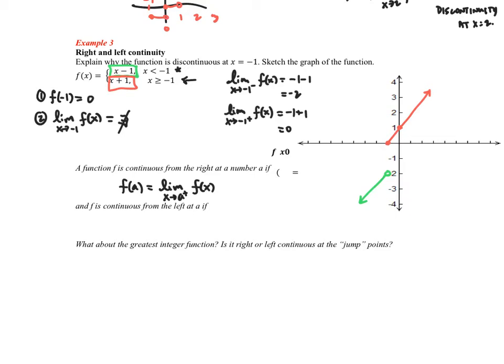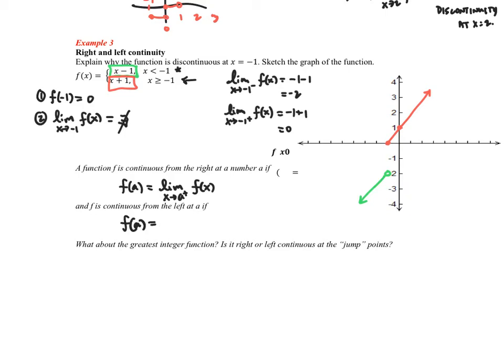So that just means the limit equals the value coming from the right. In this case, it does. This is a prime case for right continuity, or continuity from the right, because the limit coming from the right of the function is equal to the value at that x value. And the exact same for the other side.